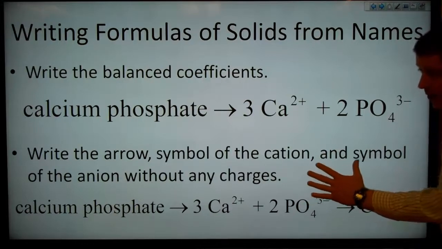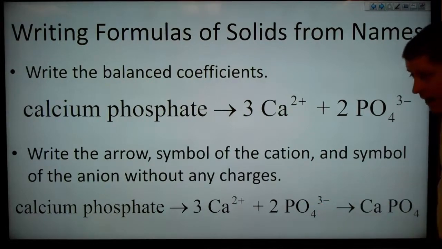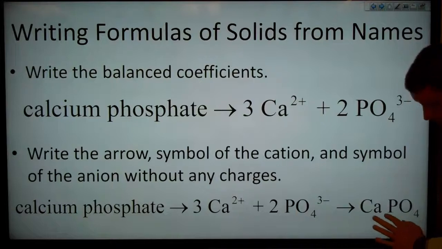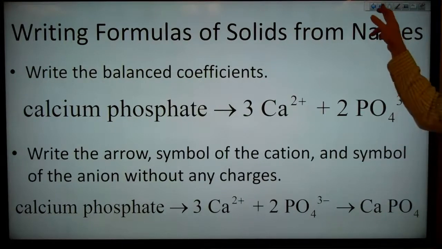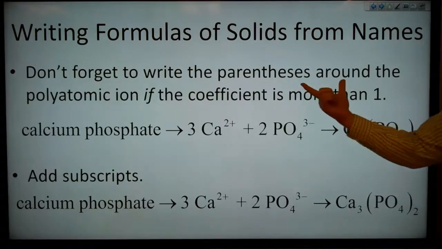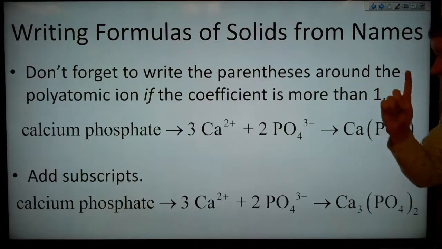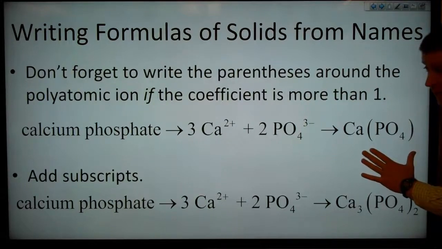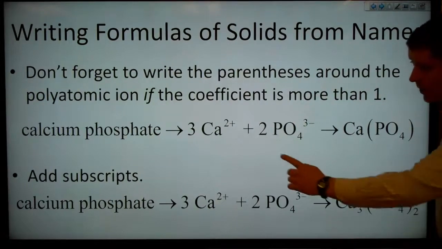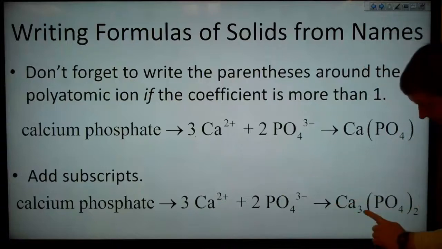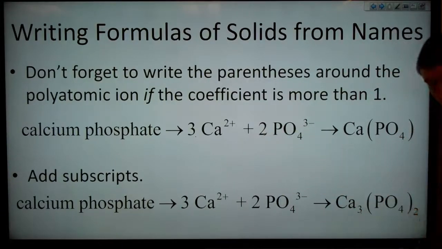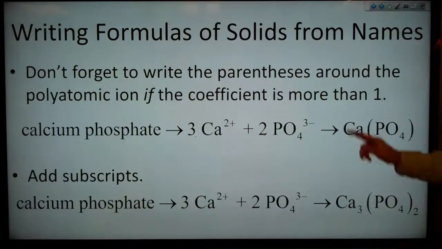Now we want to write the arrow, symbol of the cation and symbol of the anion without any charges. So we've drawn in our arrow. Now we have the Ca and PO4. Again, there's a small space in between them, so we can write a subscript. Don't forget to write the parentheses around the polyatomic ion if the coefficient is more than 1. So we'll put in our parentheses around the phosphate. And now we want to add our subscripts. So we need a subscript of 3 on our calcium, so we write that in there. We need a subscript of 2 on our phosphate, so we write that in there, outside the parentheses.